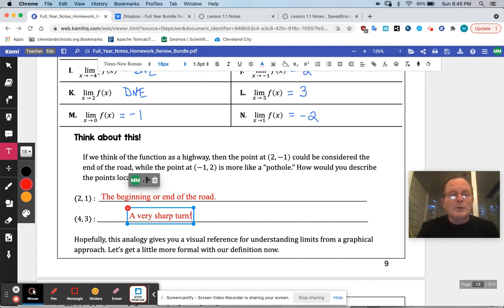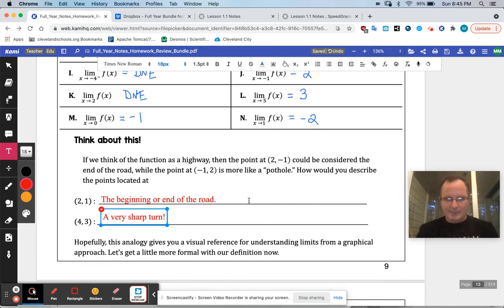All right, so can I move it? Yeah, let's make that look a little bit better. I'm not sure what she said. I'll look at it and see. She's got an answer key, but that's what I'm thinking. A very sharp turn, if I'm thinking of that as a map.